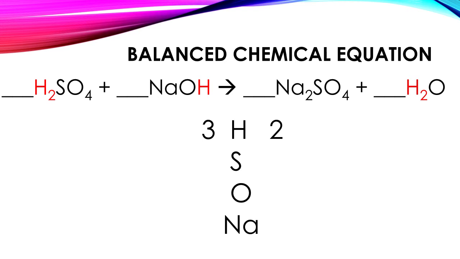And we have 2 hydrogen atoms in our sulfuric acid, and we have 1 hydrogen atom in our sodium hydroxide. So that gives us 3 hydrogen atoms for our reactants. And in our products, we have 2 hydrogen atoms found in the water molecule. The next element that I listed was sulfur, and I have 1 sulfur atom in my sulfuric acid in my reactants, and in my products, I also have one sulfur atom for my sodium sulfate.